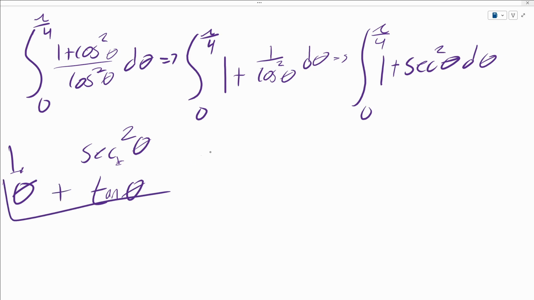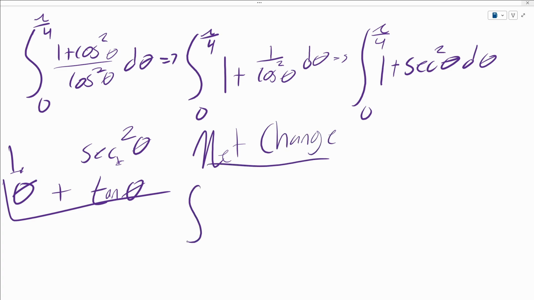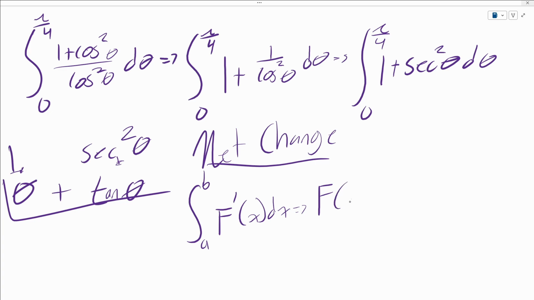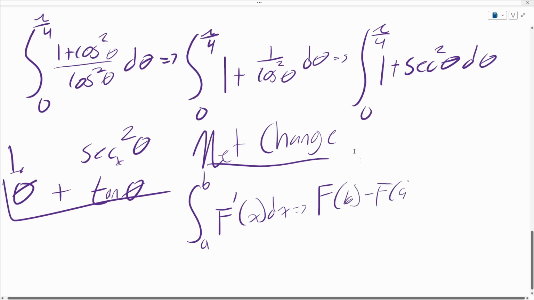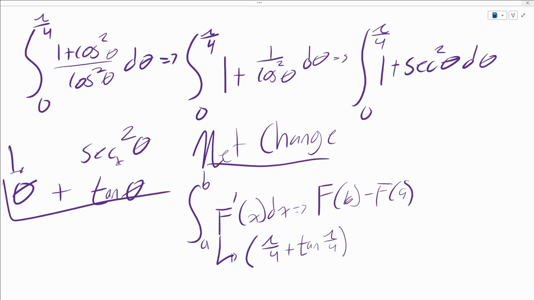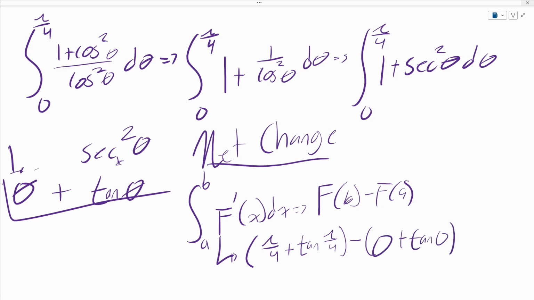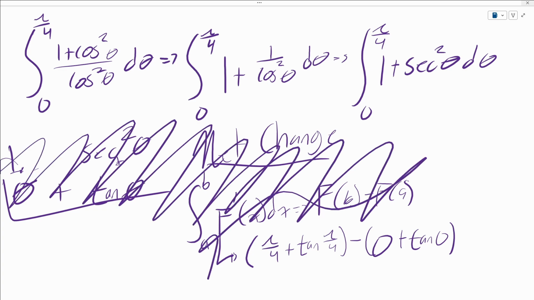And that is our function when we're using the net change theorem that we want to plug our values into. So again, using the net change, a to b of our rate of change is going to be equal to f of b minus f of a. So if we just plug that into the integrals that we got before, we'll have pi over 4 plus tangent of pi over 4 minus 0 plus tangent of 0. And now from here, we can just simplify and find our answer.